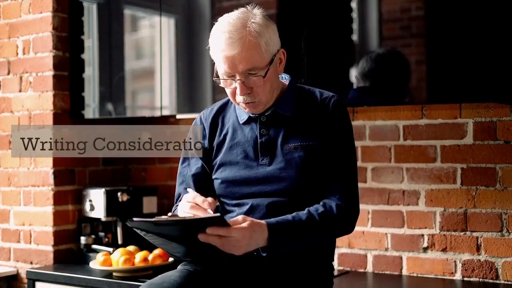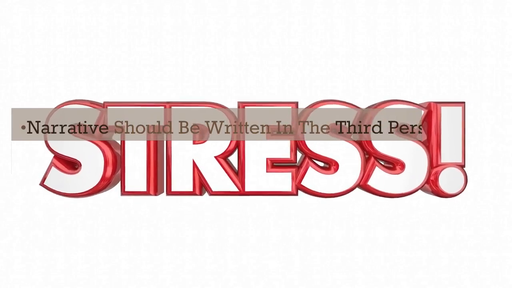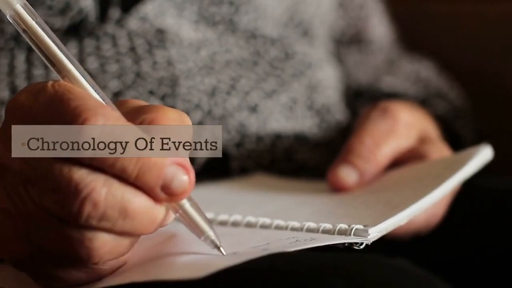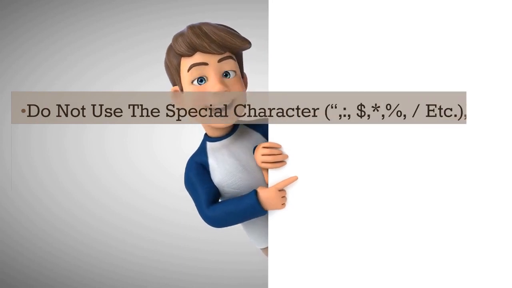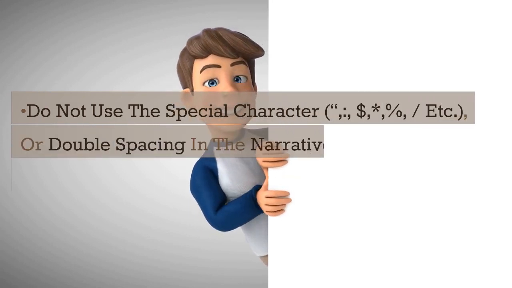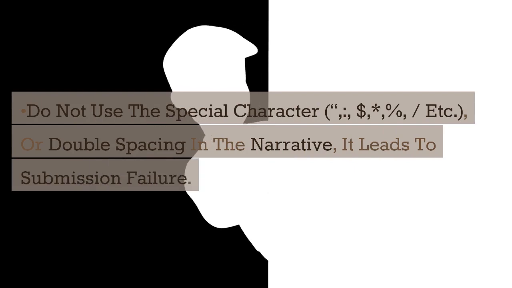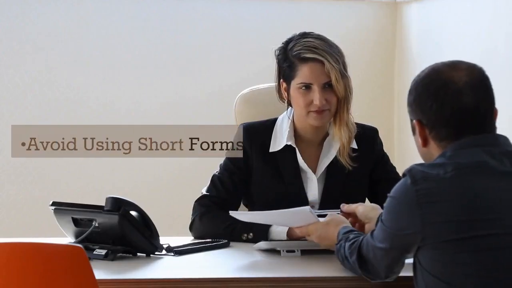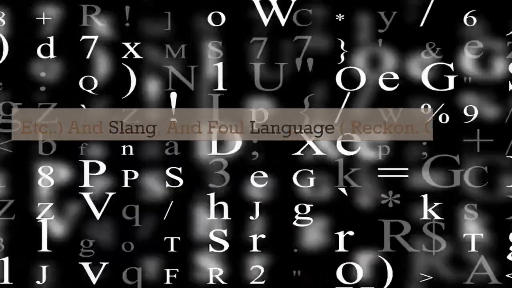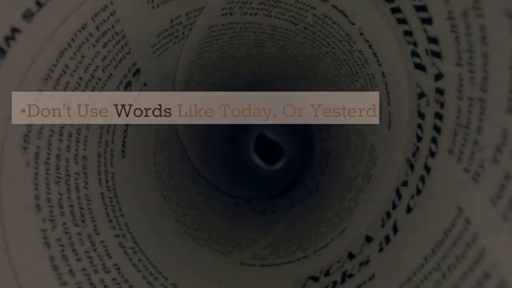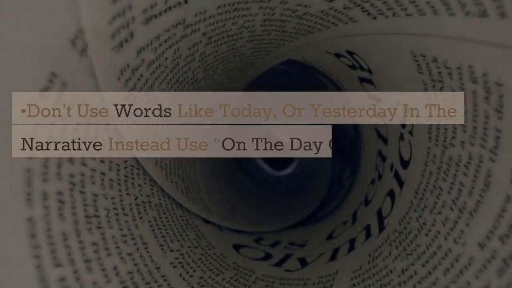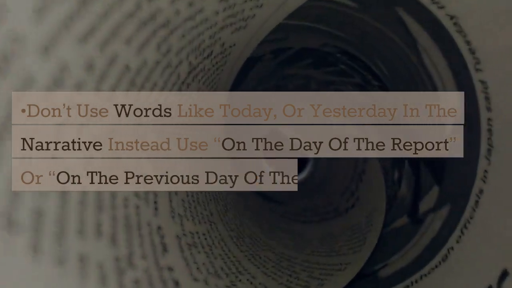Writing consideration. Narrative should be written in the third person and the past tense. Chronology of events should be maintained. Avoid rambling statements. Do not use special characters like $, asterisk, %, etc., or double spacing in the narrative, as it leads to submission failure. Avoid using short forms, i.e., BP, adv, etc., and slang and foul language like reckon, crap, junk, etc., in the narrative. Don't use words like today or yesterday in the narrative, instead use on the day of the report, or on the previous day of the report.